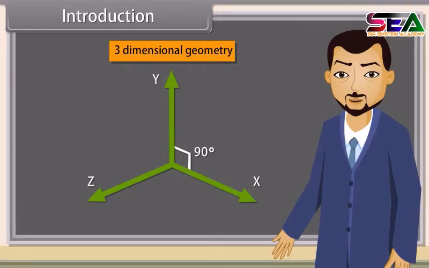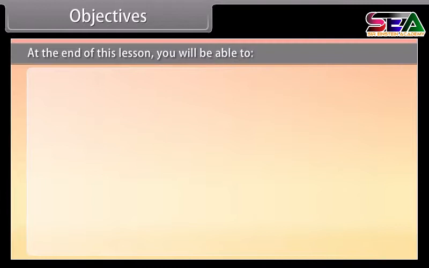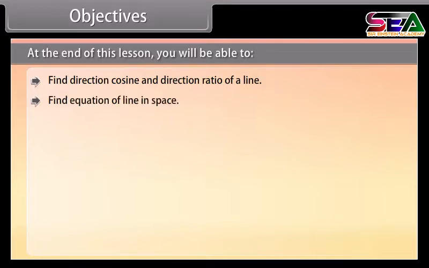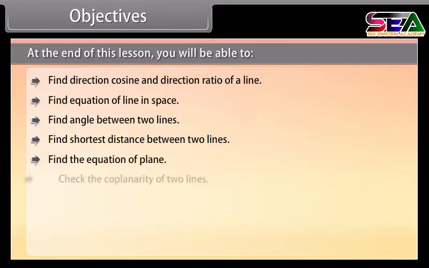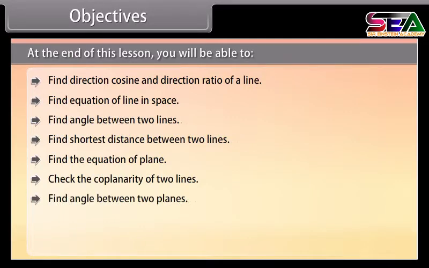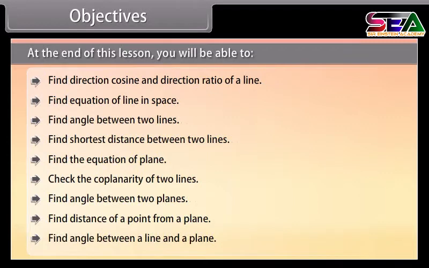In this lesson, you will learn three-dimensional geometry. Objectives. At the end of this lesson, you'll be able to find direction cosine and direction ratio of a line, find equation of line in space, find angle between two lines, find shortest distance between two lines, find the equation of a plane, check the coplanarity of two lines, find angle between two planes, find distance of a point from a plane. Find angle between a line and a plane.